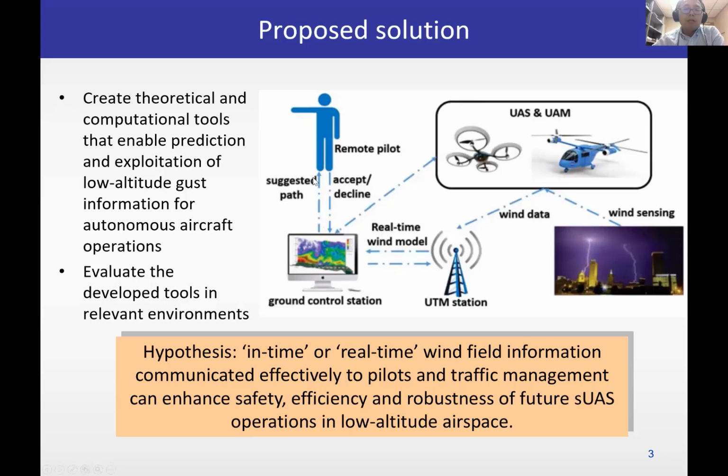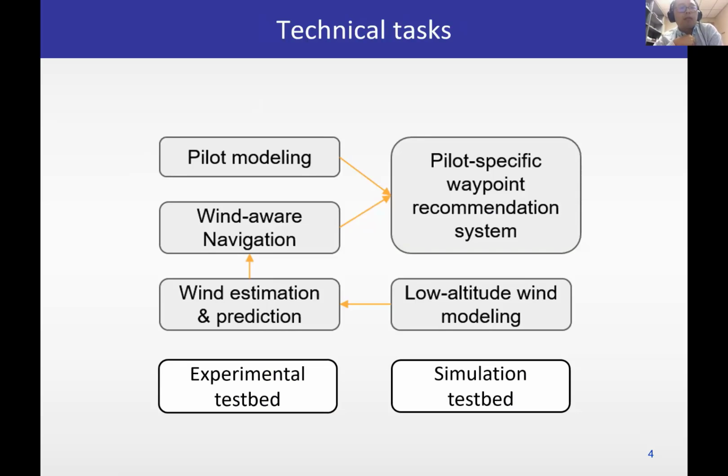So eventually the pilot will take that path and command a new path for the aircraft to fly through. So the project will have two parts. One is to create such solutions and tools to enable the solutions, and also to evaluate them in relevant environments, in simulation and in experimental environments that I'm going to talk about later. So to realize this solution, we look at various research tasks that we need to complete in the next 4 years.